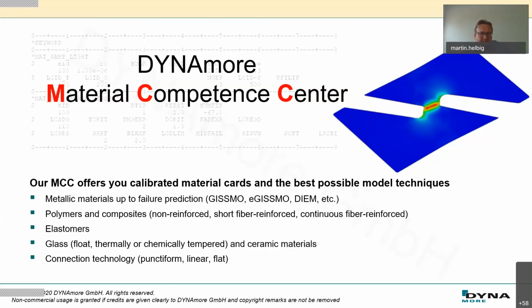That means we do tests on metallic materials, also failure prediction with GISSMO, eGISSMO, DIEM, and so on. We do tests on polymers, composites, and elastomers. We have some experience with glass, like float glass, thermally or chemically tempered glass, and ceramic materials. We also started testing some connection technologies like punch rivets, foam, spot welds, or adhesives.